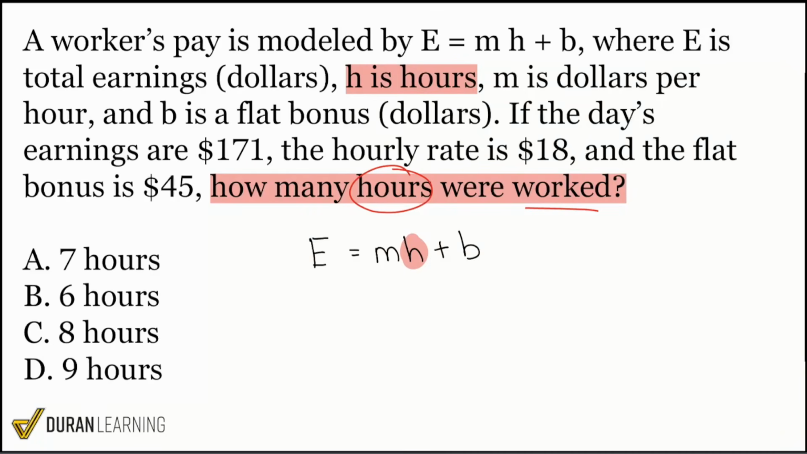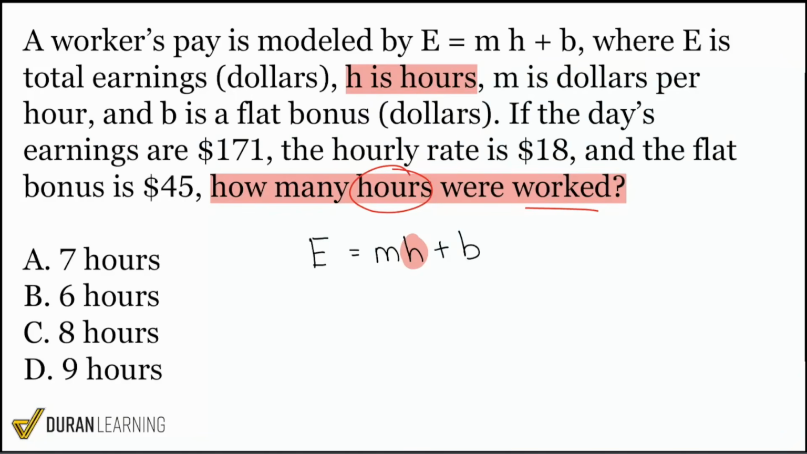Because I think we can all understand that you can't solve an equation that has more than one variable. You just can't do it. You can only solve it in relativistic terms, but not in definitive terms. So with that, let's go ahead and get this done. It says E is the total earnings, M is dollars per hour, and B is a flat bonus. Let's read through that conditional information that I was given earlier.